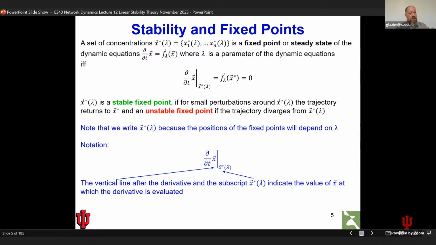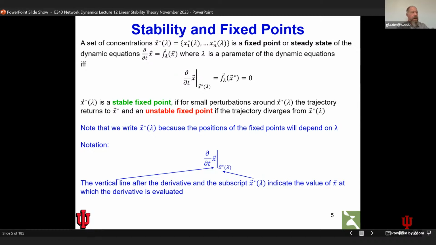And we have this x star as a function of lambda, a function of the parameters of the problem, because as we change the parameters, the fixed points themselves will move around, and that's really what bifurcation analysis is about. And just because last week Elmer said that this notation was a little bit unfamiliar, I'll remind you that the vertical bar, that vertical line, indicates where the derivative is being evaluated.